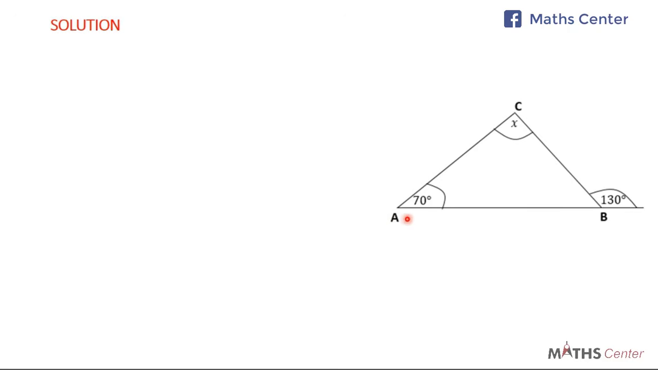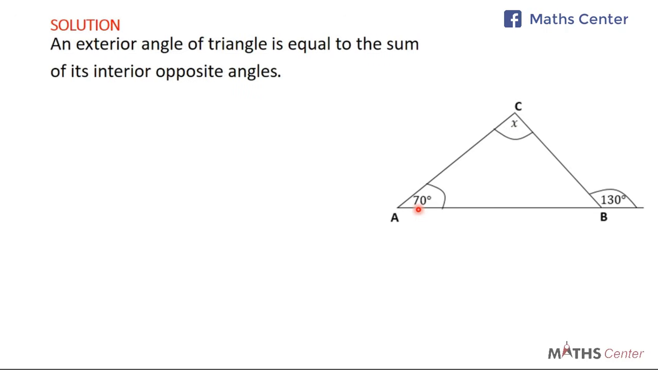So we have A, B, and C. So we have 70 degrees here. Here is x, and here is 130 degrees. Now look at this very well. We can see that we have 130 degrees here. Now its interior opposite angles are x and 70 degrees. The exterior angle here, which is 130 degrees, its interior opposite angles are x and 70 degrees. We know that an exterior angle of a triangle is equal to the sum of its interior opposite angles. So 130 degrees is equal to 70 degrees plus x. If you simplify here, x is going to give us 60 degrees.